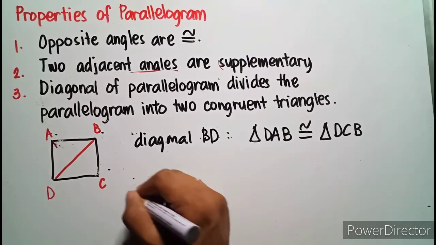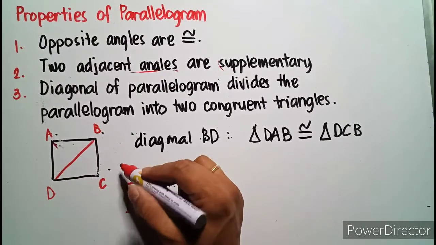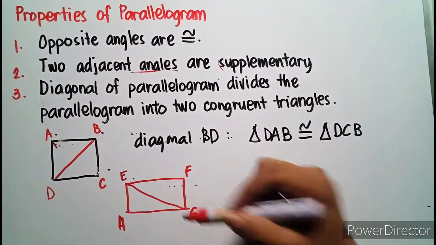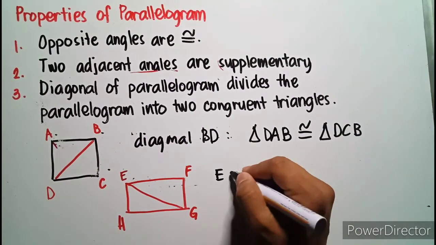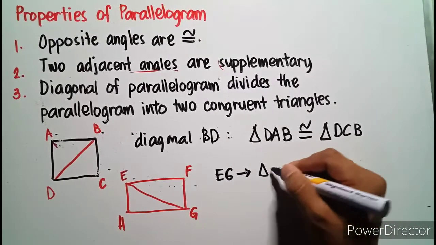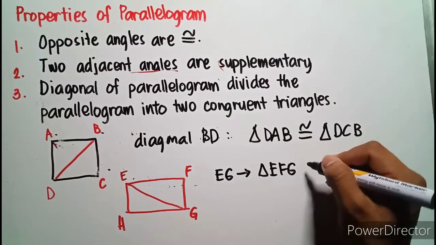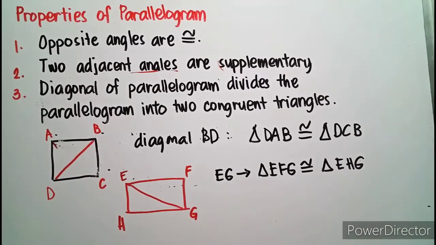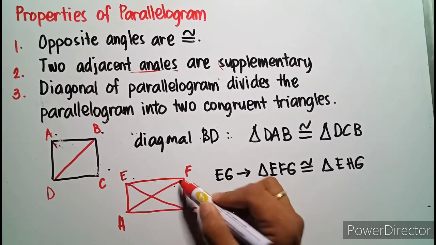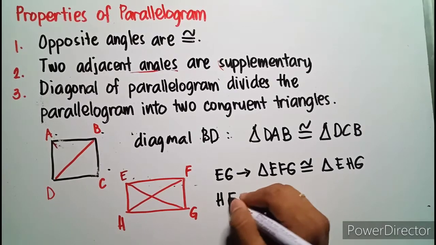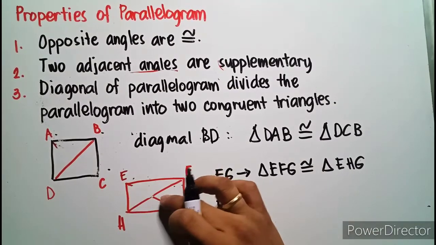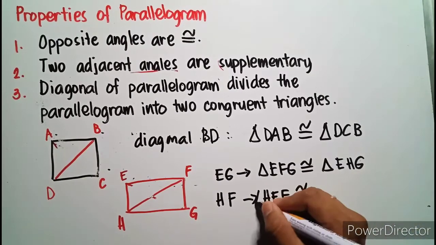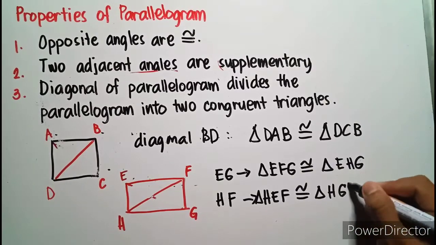Also, with rectangle, so sa rectangle natin, kung halimbawa ay E, F, G, and H, if we will have diagonal EG, so for our EG, we produce triangle EFG is congruent to triangle EHG. And if we will have this diagonal HF, so diagonal HF will give us triangle HEF is congruent to triangle HGF.